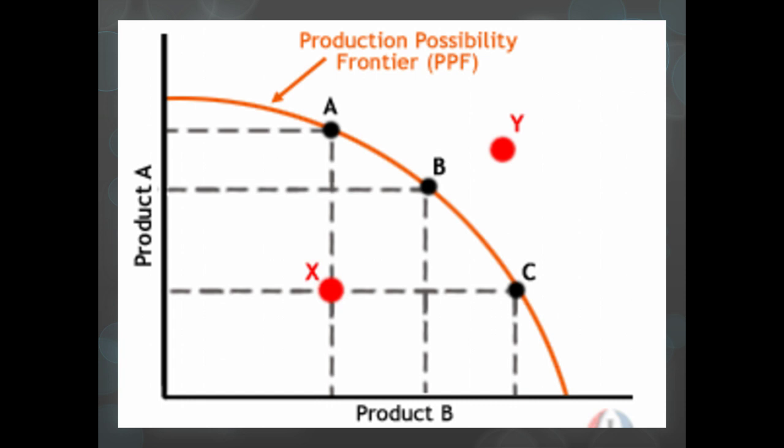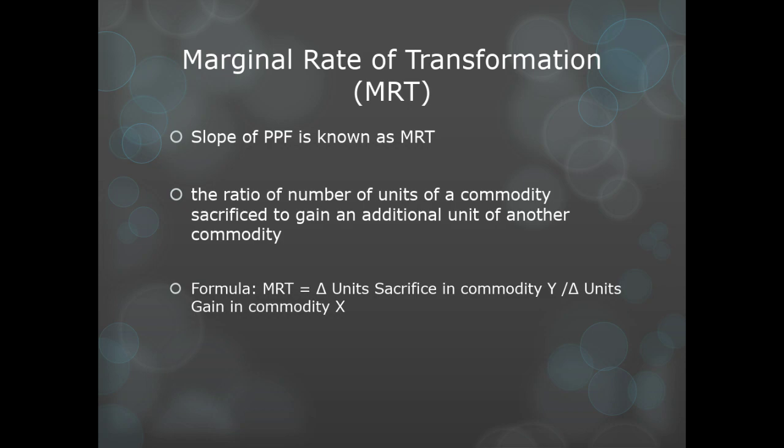you can see that the economy is producing more quantity of product A and less quantity of product B. If you are taking point C, there you can understand that the economy is producing less quantity of product A and more quantity of product B. So the rate, or the ratio, at which product A is sacrificed for an additional unit of production of B, that rate is known as the marginal rate of transformation.